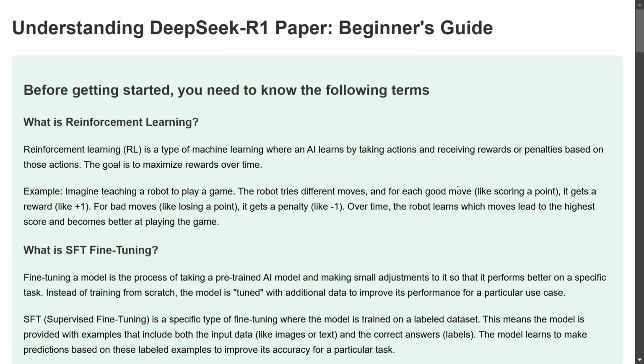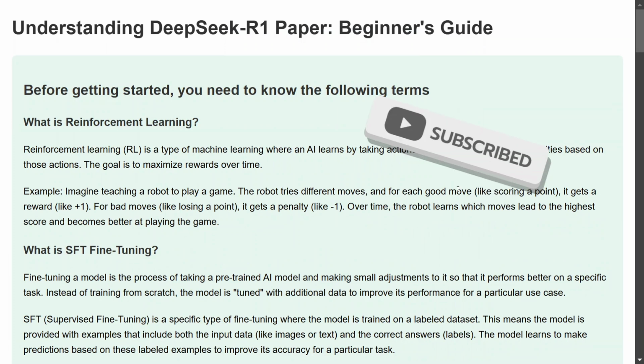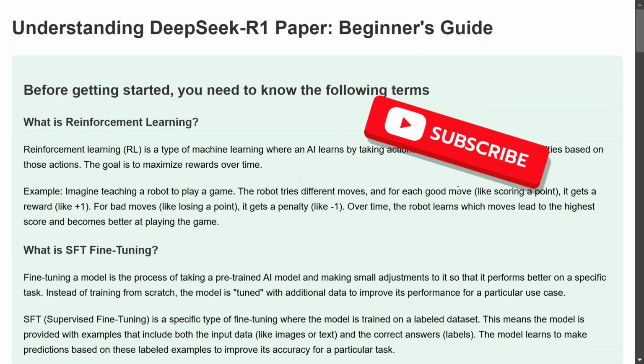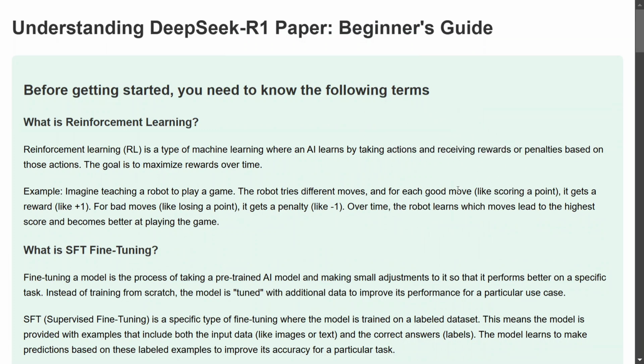Hi everyone. Today we will be discussing the paper of the year, that is DeepSeek R1, which is creating havoc in the generative AI market. And not just that, it has even broken the US stock market as well. So, what is so special about the paper? What has the team introduced? We will be talking about that in quite some detail.